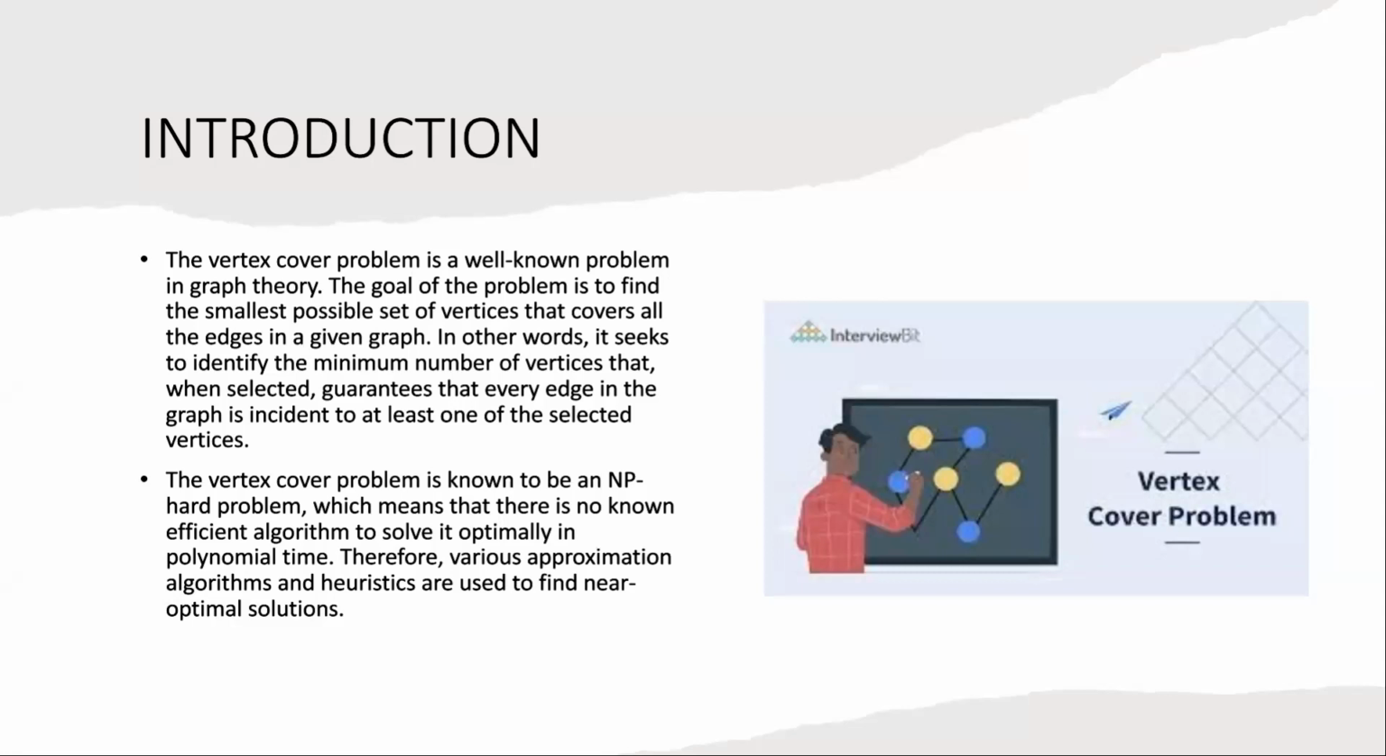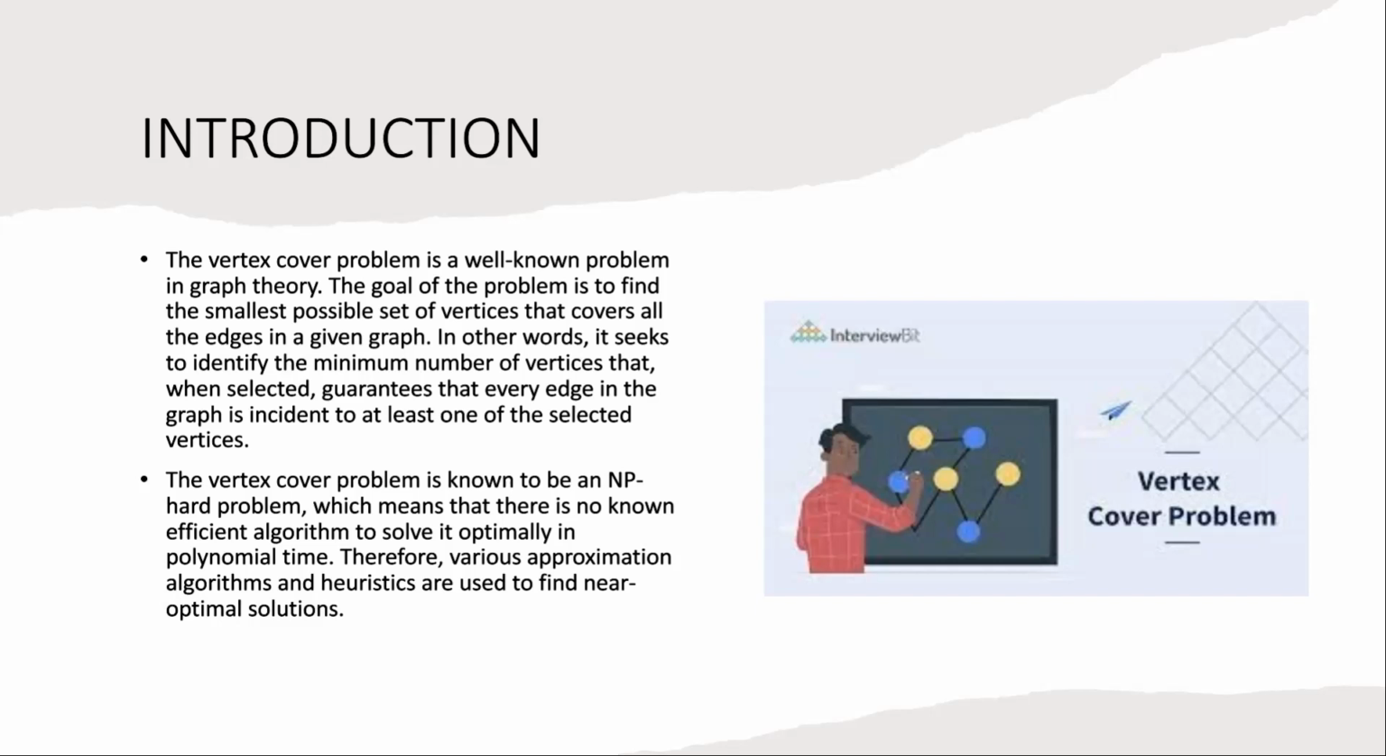Formally, let's denote a graph G equals (V, E), where V is the set of vertices and E is the set of edges. A vertex cover, denoted as C, is a subset of vertices such that for every edge (u, v) in E, at least one of u or v is in C. The objective of the vertex cover problem is to find the minimum size vertex cover, that is, a vertex cover with the fewest number of vertices.